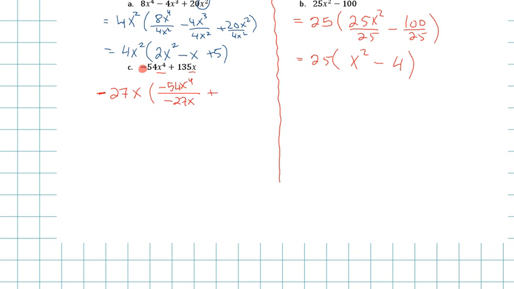This is going to become positive. That's right. So my factor is going to be negative 27x. Negative 54 over negative 27 is 2. x to the 4 over x is x cubed. Positive over negative is going to be negative. 135 over 27 is 5. And then the x and the x cancel, so I'm done.